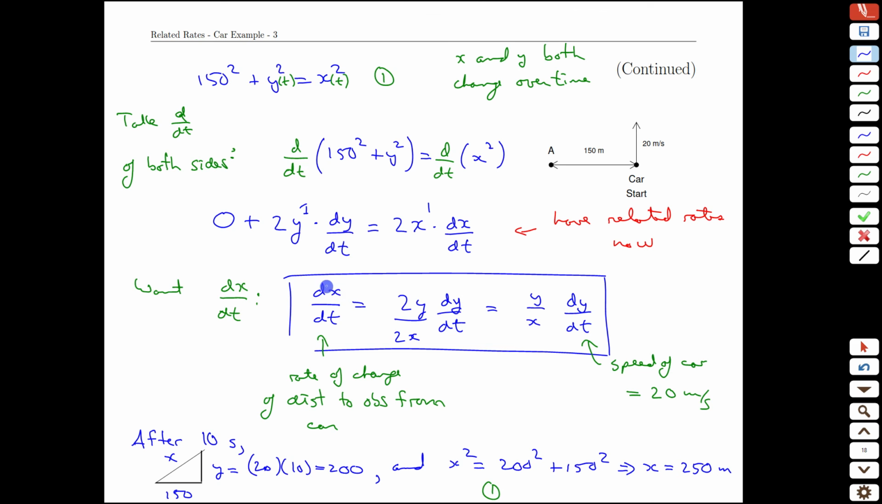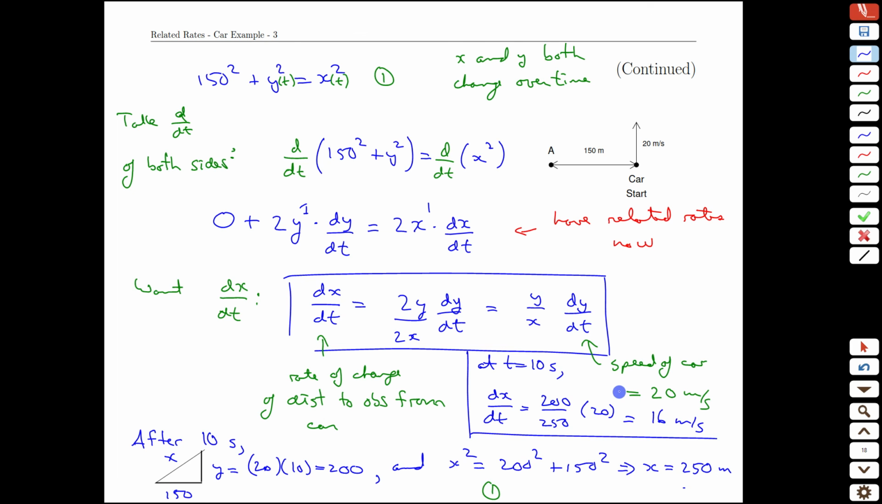And that's perfect. We have dx dt is this ratio here times the speed of the car, and we have x and we have y. So we'll just add this in the bottom here. At t equals 10 seconds, dx dt is going to equal y over x, 200 over 250, times dy dt, which is 20 meters per second. That's 4/5 of 20, which will be 16 meters per second. And that is our first related rates problem.